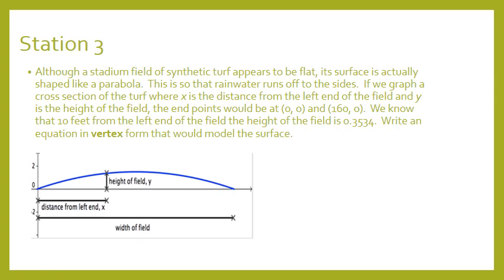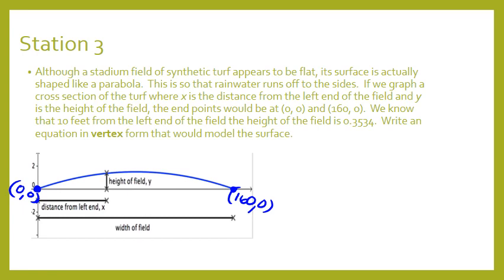Although a stadium field of synthetic turf appears to be flat, its surface is actually shaped like a parabola. This is so the rainwater runs off the sides. If we graph a cross-section of the turf, where x is the distance from the left end of the field and y is the height of the field, the endpoints would be at 0, 0 and 160, 0.